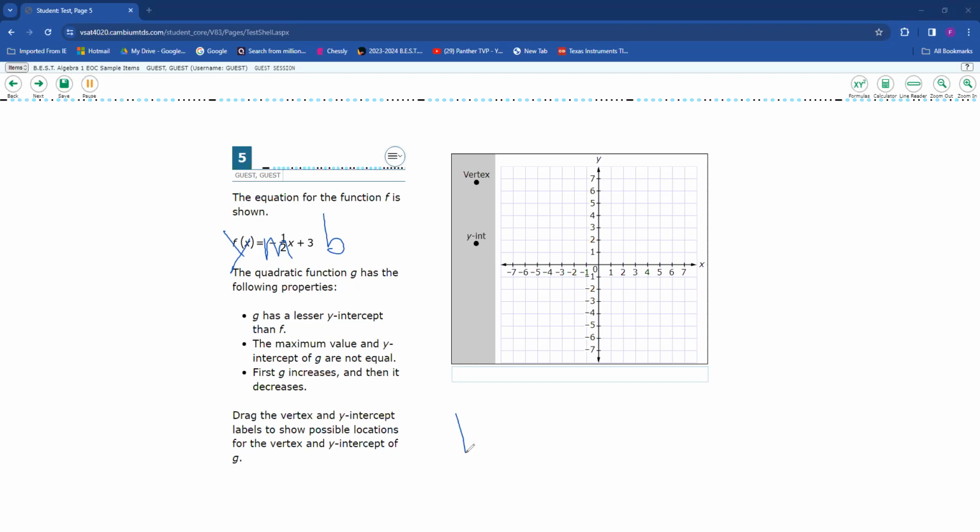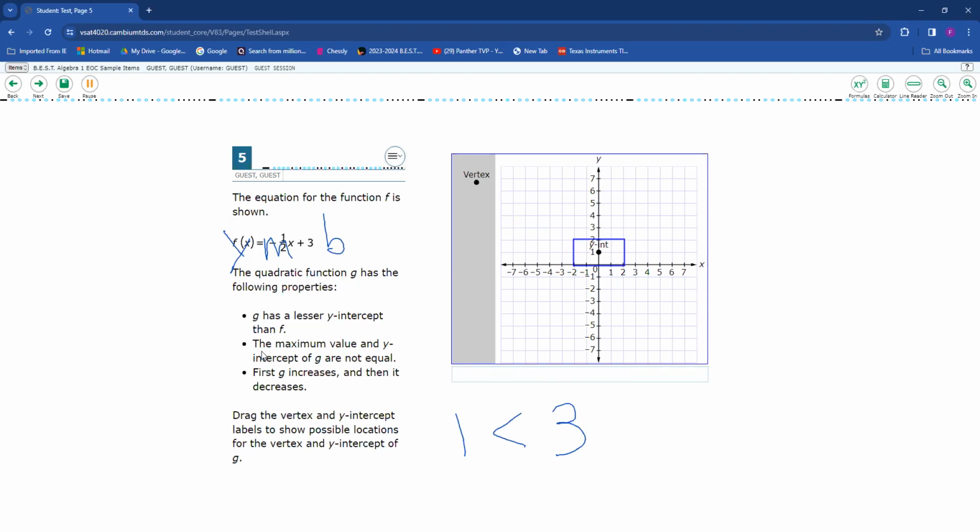1 is less than 3. Also 2, but let me choose 1. 1 is less than 3, so we're going to put the y-intercept here. We're going to grab it and put it at 1. We could use 2 as well.